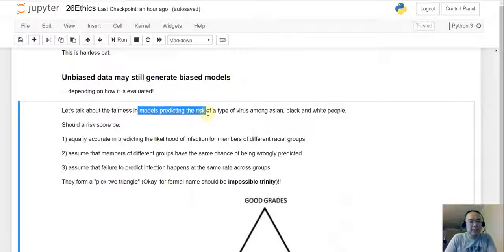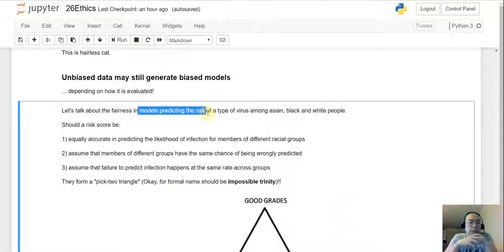So does that sound a little bit risky to you? Well, we are predicting the likelihood of infection by a disease or a virus among different groups of people. And then how do we evaluate this machine learning model? We can evaluate the machine learning model in different ways.